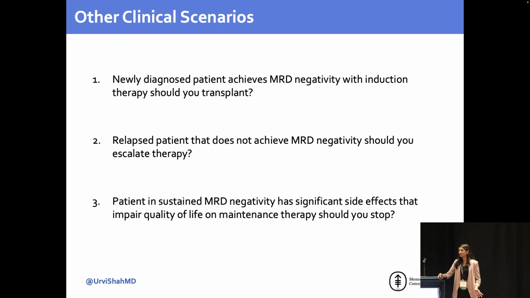So I wouldn't want to use all the therapies up front just to achieve that MRD negativity and not save things for later. And then, patients in sustained MRD negativity who have significant side effects that are impairing quality of life on maintenance therapy, should you stop at that time? Again, I think this is subjective. Would the patient get very anxious to stop the therapy, or would they actually feel better and have better quality of life? So I think this needs to be, again, a discussion with patients.